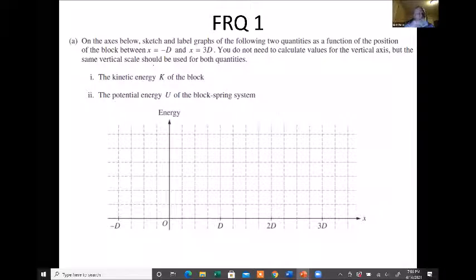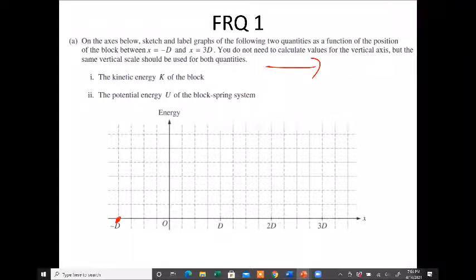So would you guys agree that right here, at negative D, the kinetic energy should be 0, right? Right. So as we move in this direction, if we're drawing kinetic energy first, kinetic energy ought to go up. What kind of shape should it go up in? It should be like a parabola, and it should be the highest at 0.